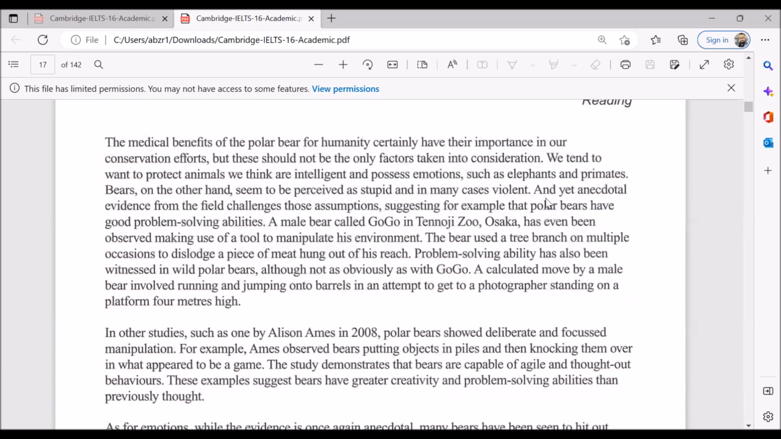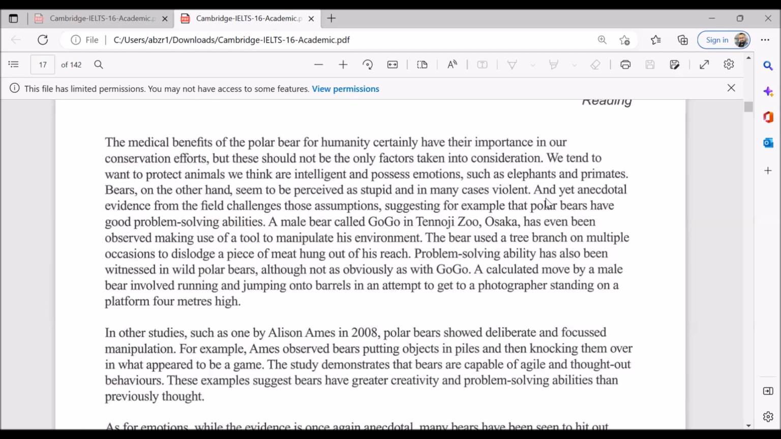We will move further. "Yet anecdotal evidence from the field challenges those assumptions, suggesting, for example, that polar bears have good problem solving abilities." Okay, there is no answer for question number 9. "A male bear called Gogo in Tennoji Zoo has even been observed making use of a tool to manipulate his environment. The bear used a tree branch on multiple occasions to dislodge a piece of meat hung out of his reach."